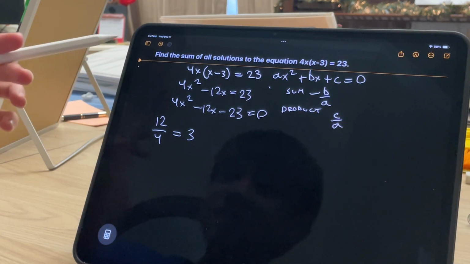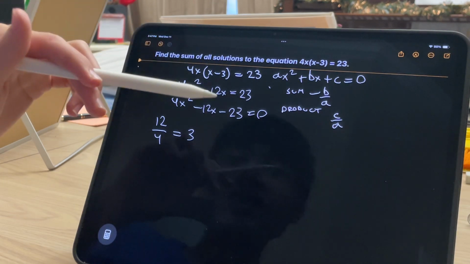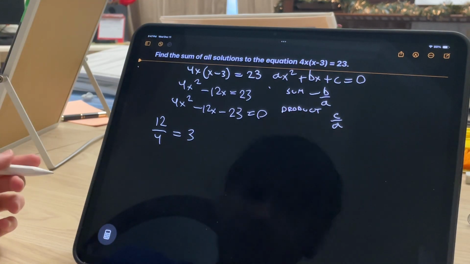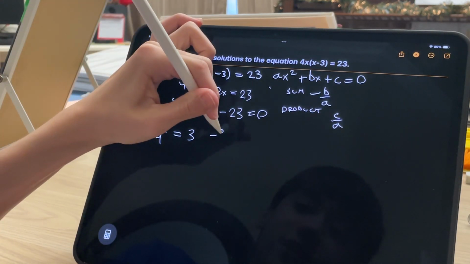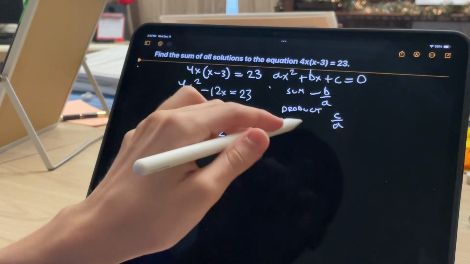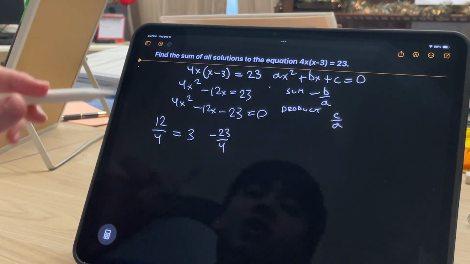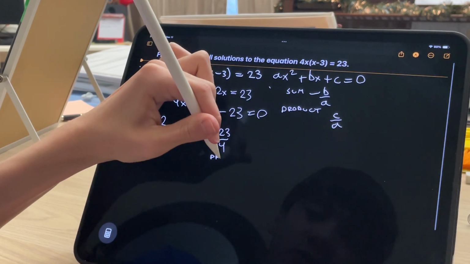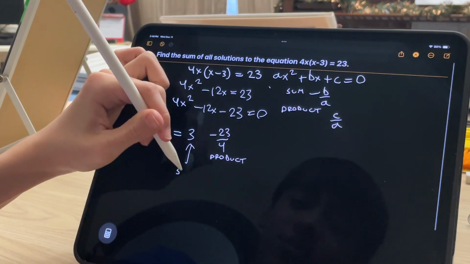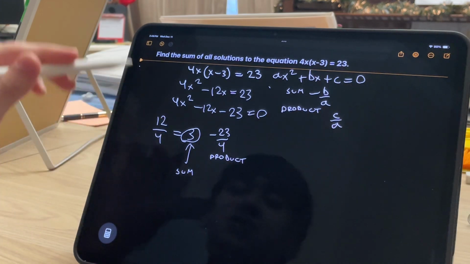Now, notice the problem didn't ask us to find the solutions themselves. If it did, we would have had to go through the long, hard way anyway. If they asked for the product of the roots, we would have just had to do negative 23 over 4, because the product of the roots is always going to be c over a. C is negative 23, and a is 4. So the product, even though they didn't ask for it, would be this, in case you were wondering. So the sum, in this case, is 3, and that answers our question. That is the sum of all solutions to this equation.